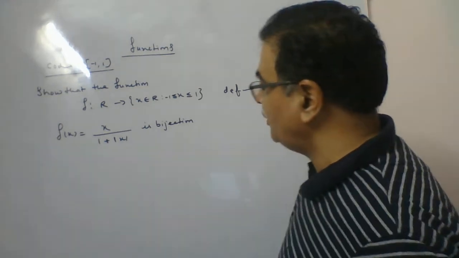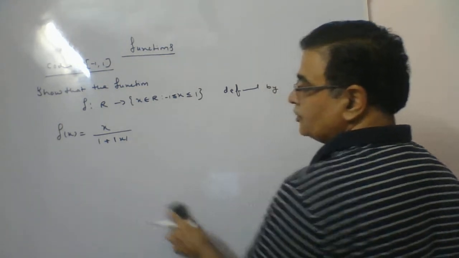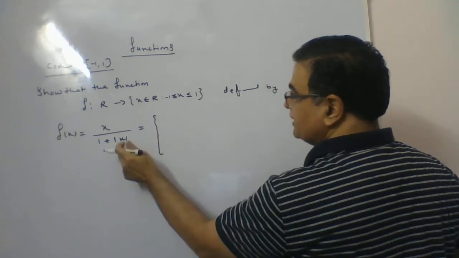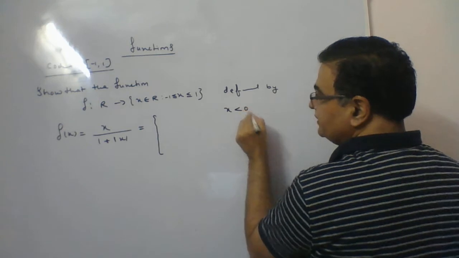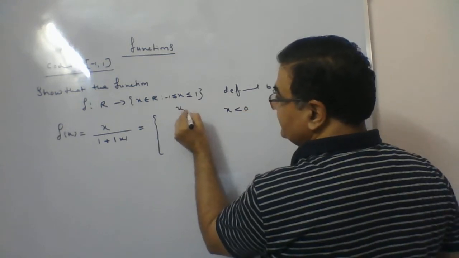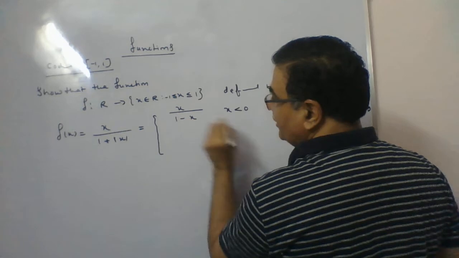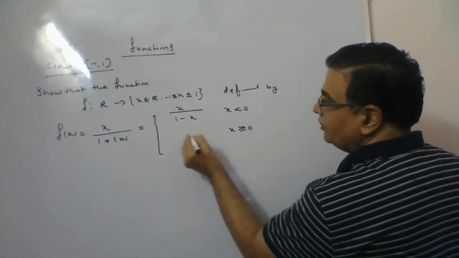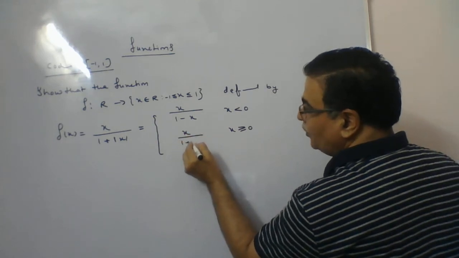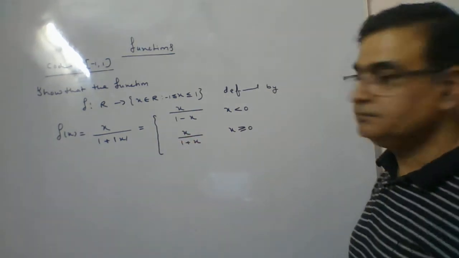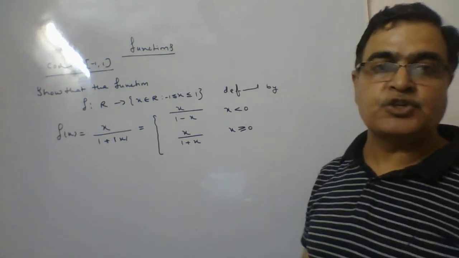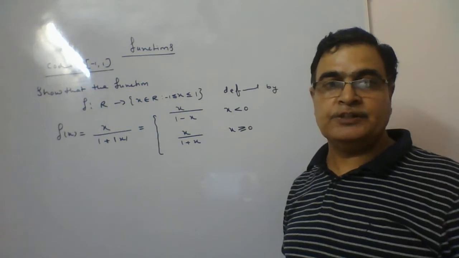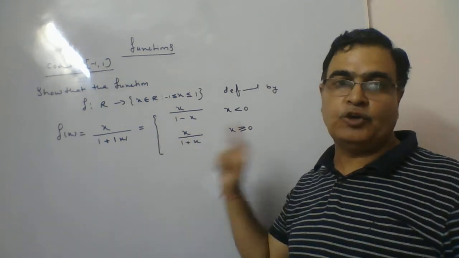So now when we think about a 1-1 and onto function, first we redefine this function. How do we redefine this function? Just check. As modulus is there, so we'll say x less than 0. When x is less than 0, it will come x by 1 minus x. When x is greater than or equal to 0, I should say x by 1 plus x. And now we have to check whether this function is 1-1 or not. That means two times we have to check this function is 1-1 or not. First for this case and second for this case.